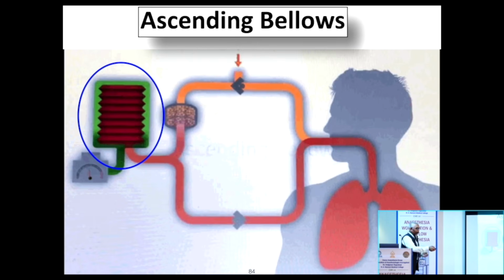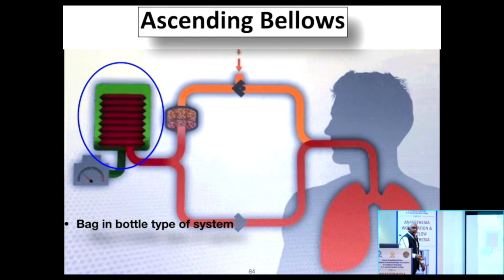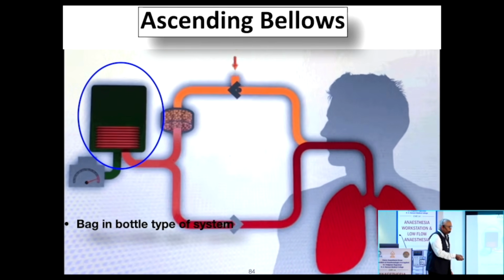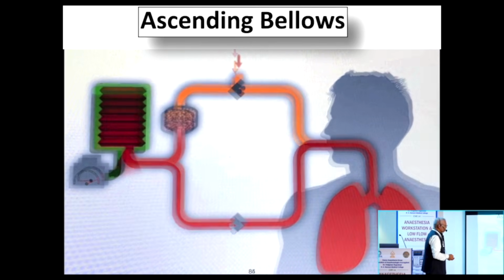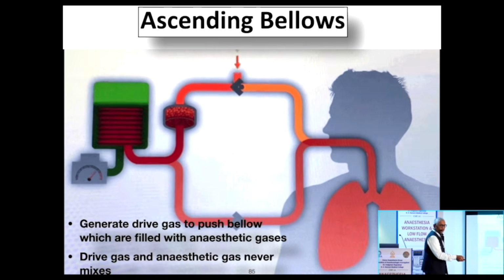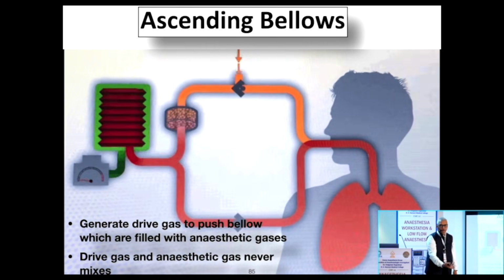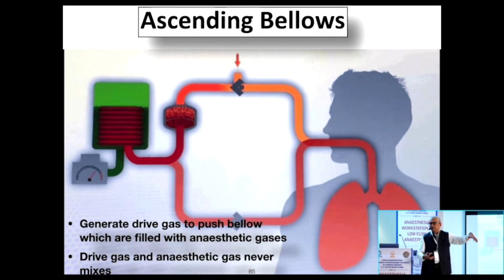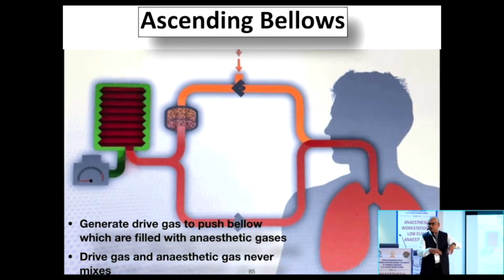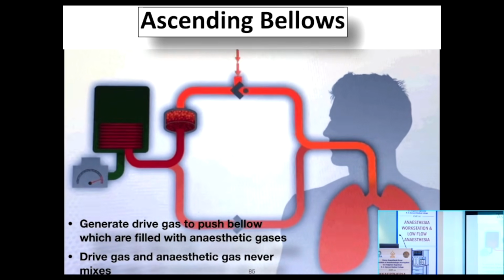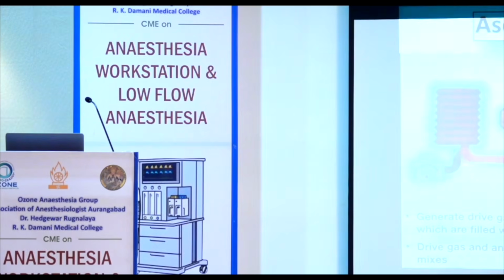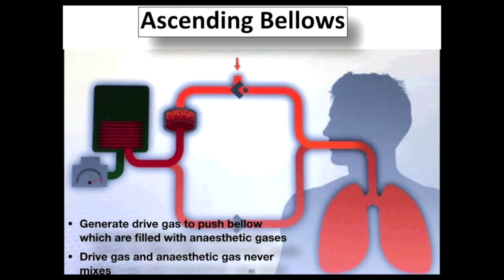Now what is this bellow? How does this bellow work? So basically it is a bag in a bottle type of device. We call it bag in a bottle. So here the fresh gas flow goes to the inside of the bellows. Inside of the bellows, the fresh gas flow, the inhalation anesthetic, goes. And outside the bellows, this part, okay, is squeezed by a separate gas, which is called drive gas.